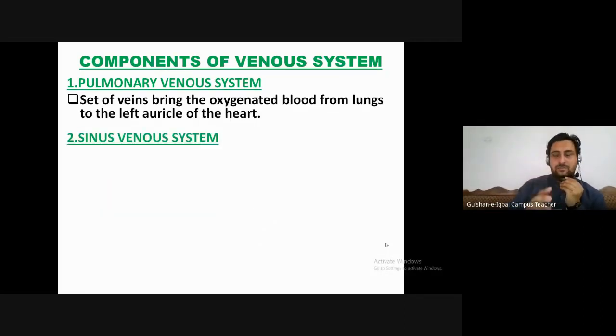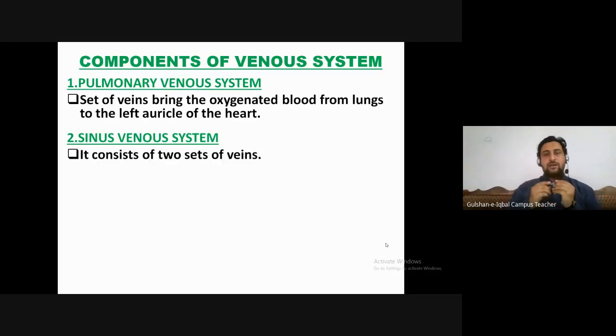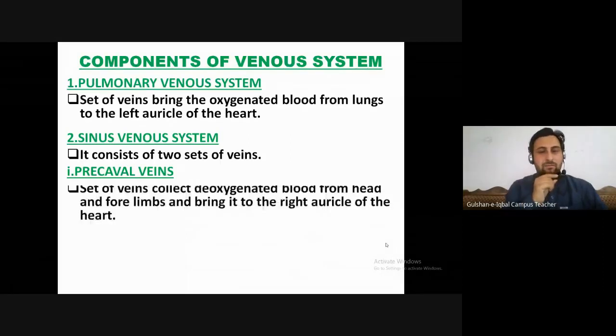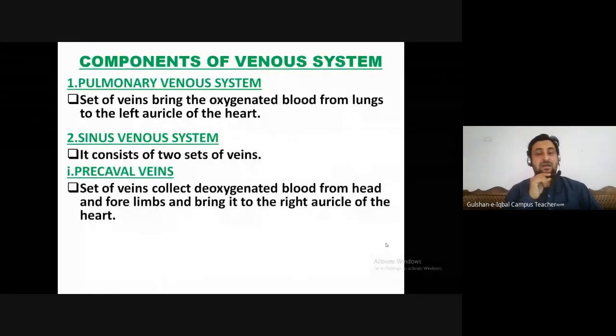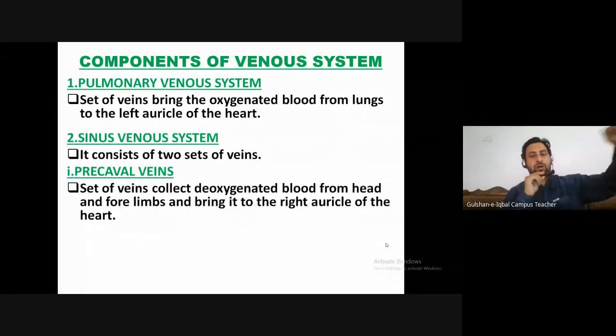The sinus venous system is again a complicated system. It has two sets of veins. One is known as the precaval vein. Okay, what is the precaval vein? Precaval veins are a set of veins that collect deoxygenated blood from the head regions and the forelimbs, and bring it back to the right auricle.